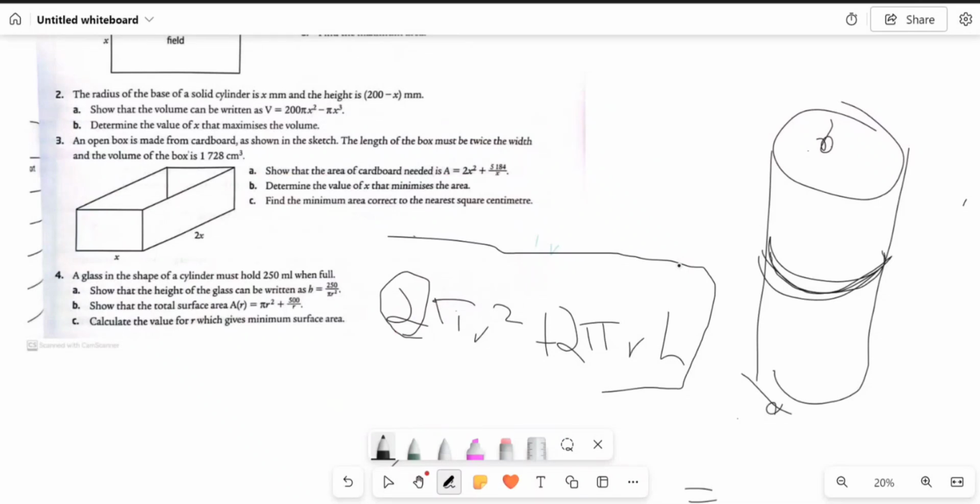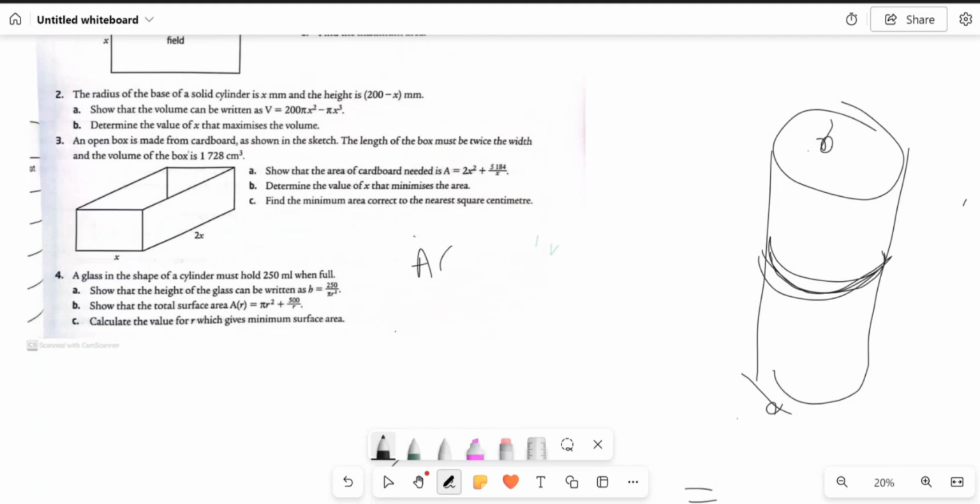On B, you got your area in terms of r to be pi r squared plus 500 over r. On C, they say calculate the value of r which gives a minimum surface area. Remember, at a minimum the gradient is 0, so we're going to differentiate this.